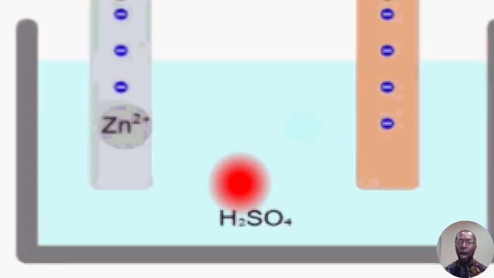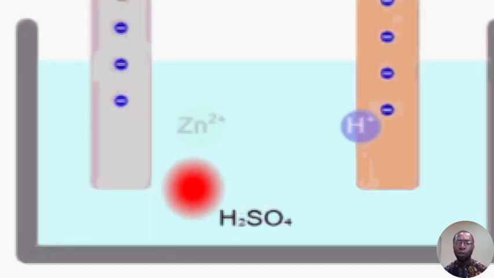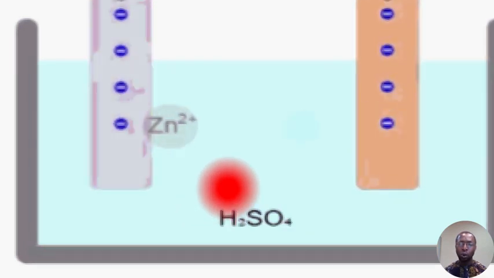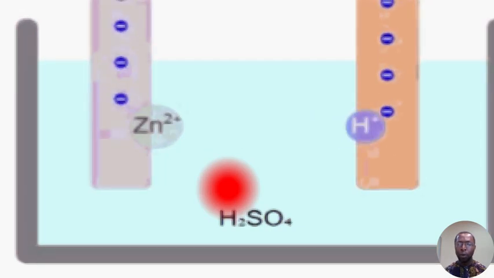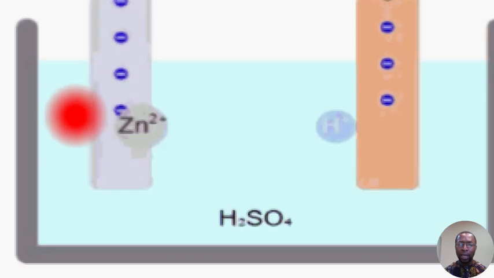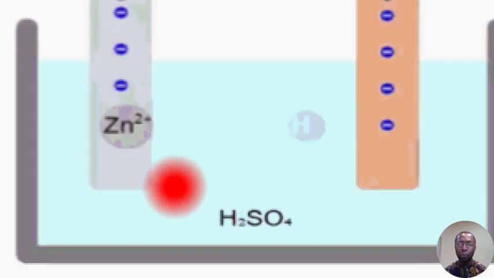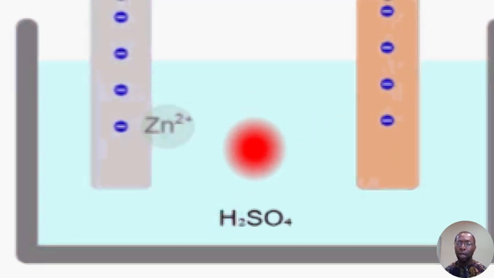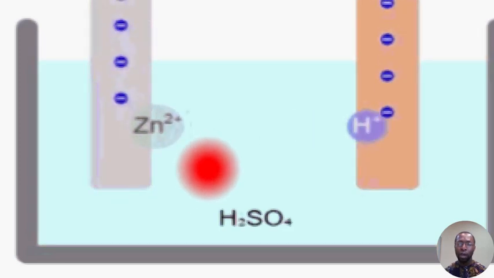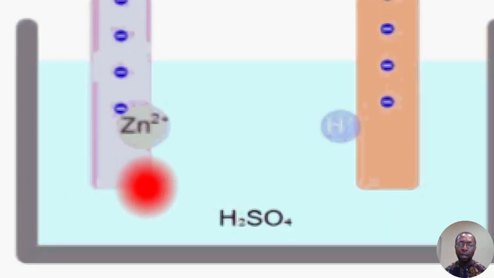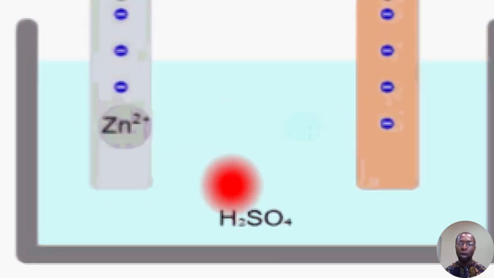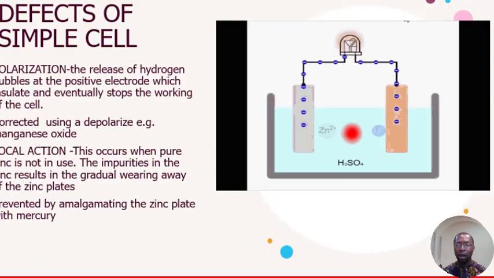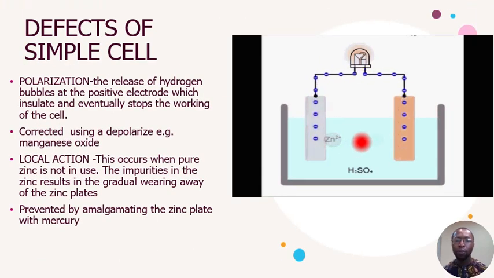And then for local action to be solved, a solution proposed is the use of mercury. We call it amalgamation. Amalgamating the zinc plate in a way that the impurities will not have any reaction with the chemical, with the electrolyte, with the chemical reaction in the electrolyte. So by the time you amalgamate this zinc electrode, then local action will be prevented. All right. So that's what I have to say on the defects of the simple cell.